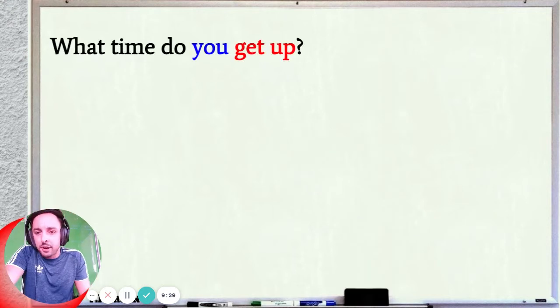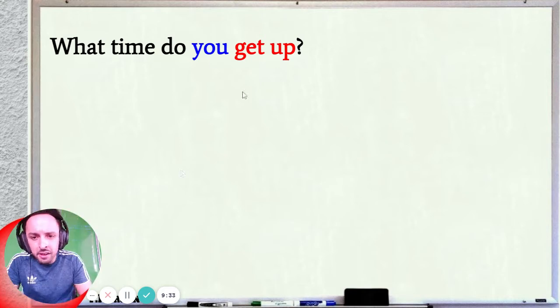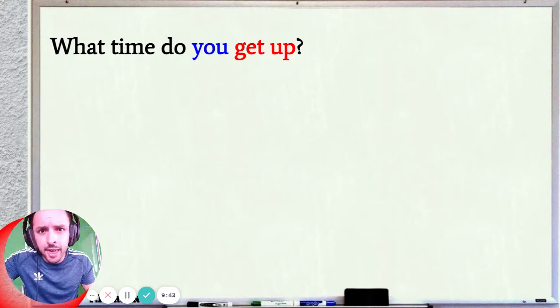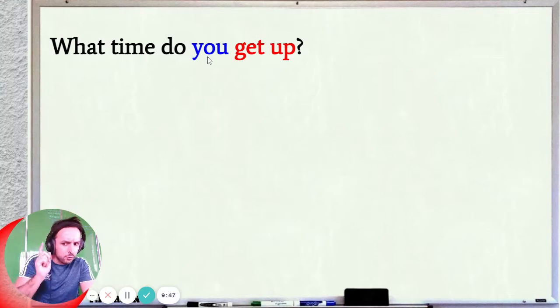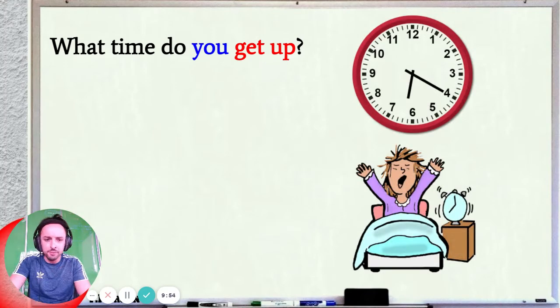Now let's have a practice. Okay, what time do you get up? So that you, that's a pronoun. Remember your pronouns. I, you, he, she, it, they, we. That's your pronoun. That's in blue. What time do you? Then the verb is in red. Get up. Okay, now let's look at the picture. Here's get up. And here is the time. So what time do you get up?